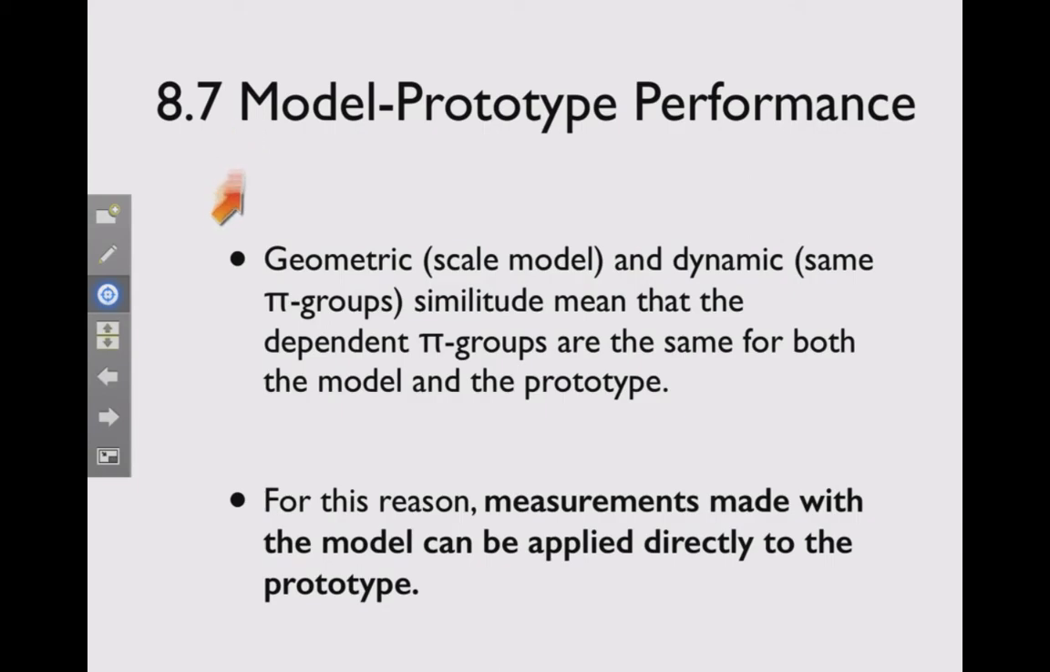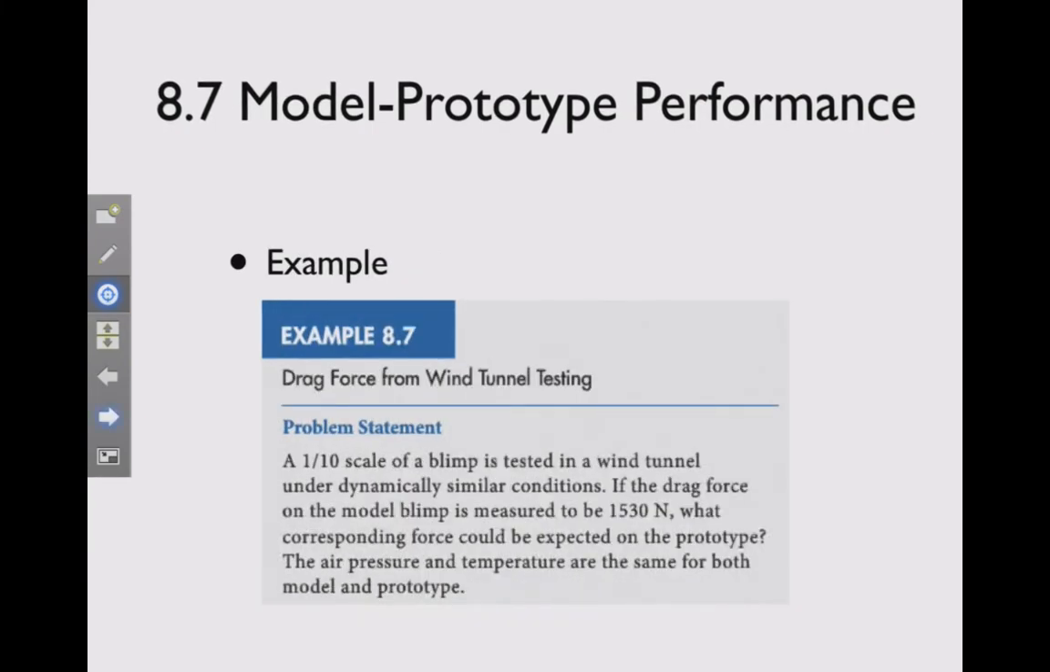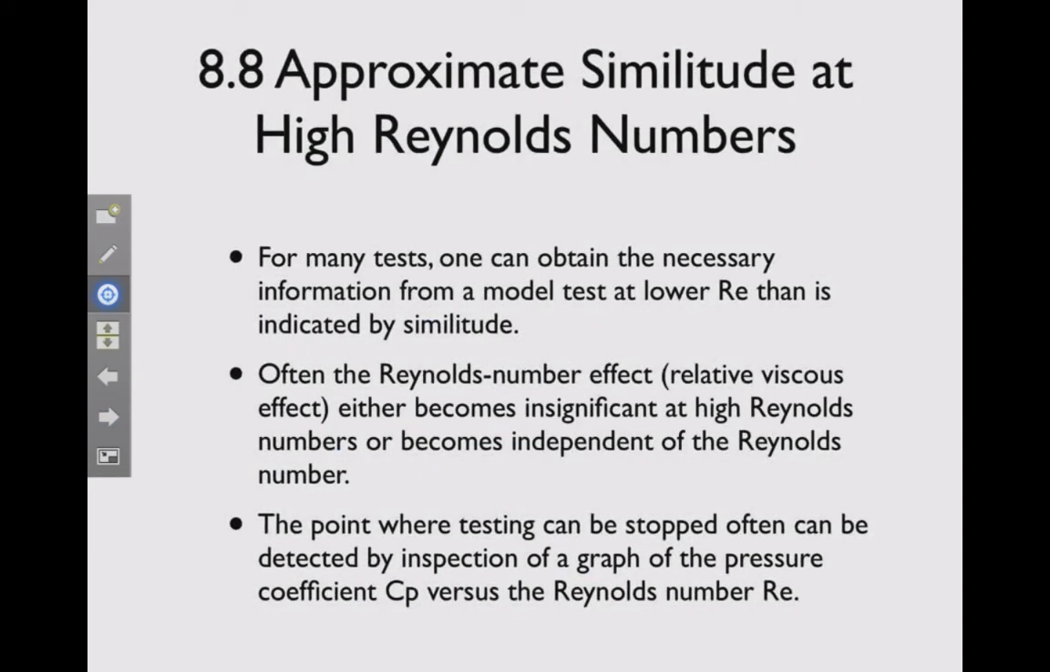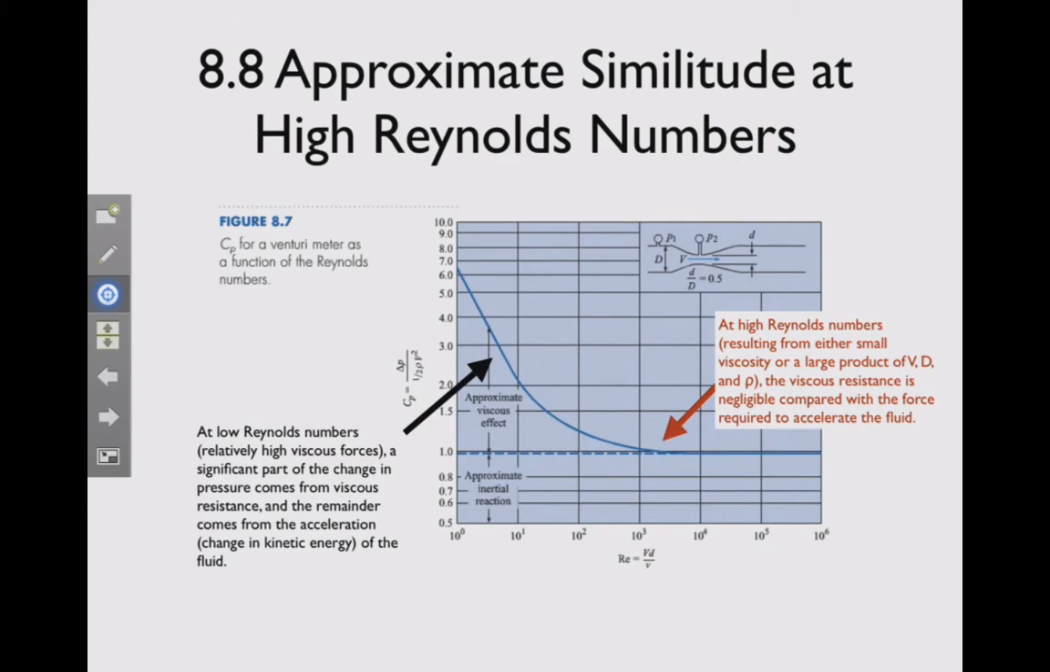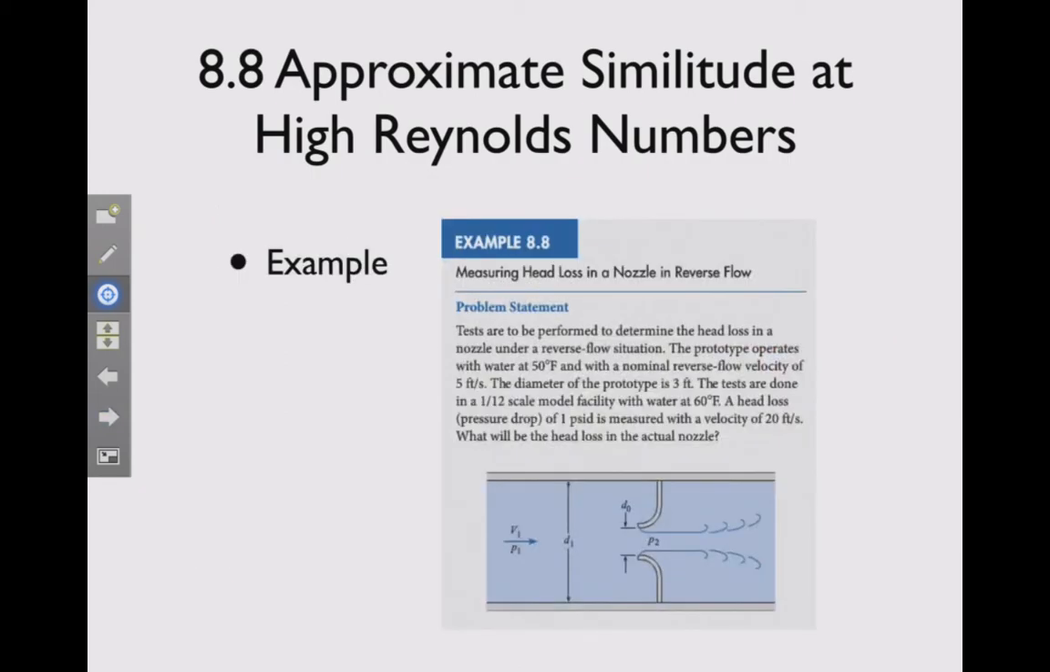Also, we'll look at 8.7, which is model prototype performance, do some scaling and look at the pi groups. For this reason, measurements made on the model can be applied to the prototype. This is what we've been talking about. There's a whole series of examples of this. Then there are some special cases when we have high Reynolds numbers, when the velocities are high, typically. We will talk about how at high Reynolds numbers, the viscous resistance is negligible. There's an example of that as we get back to the reverse flow nozzle.